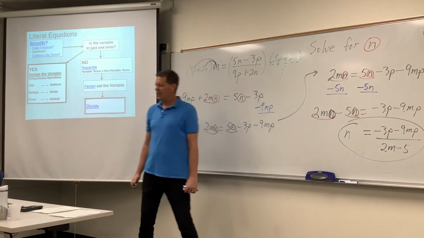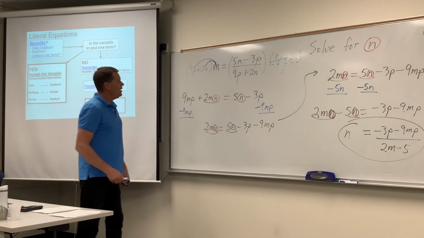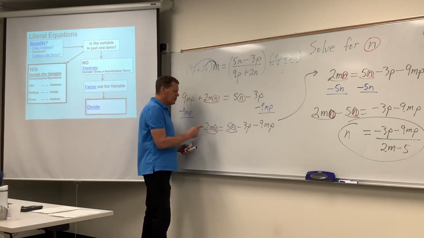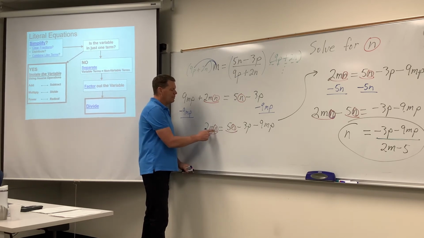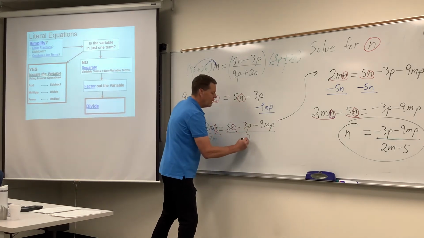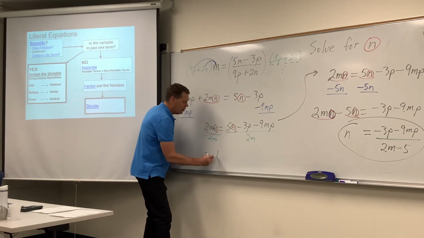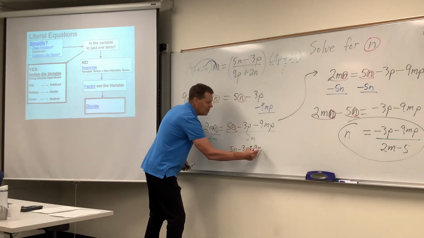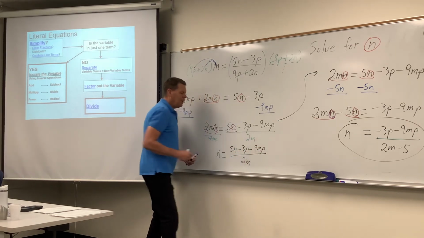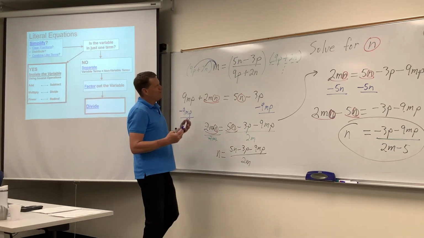Now, I need to address something that I see many times. I have seen from former students, and that would be this. A lot of times, clear back here at this particular step, a person might say, well, 2m times n, I want n by itself, so why don't I just divide by 2m over here? Way back here, why'd you do all that? And those 2m's would cancel, and you'd be left with the equation n equals 5n minus 3p minus 9mp over 2m.